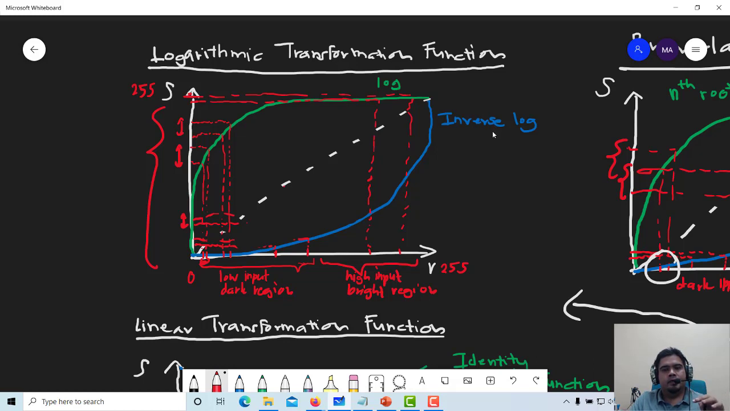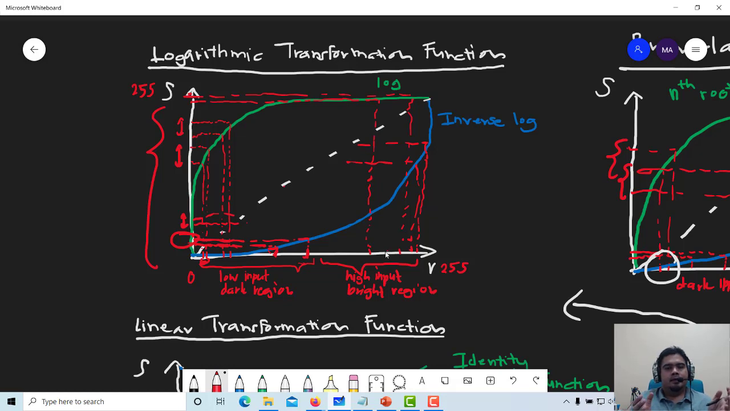The inverse transformation function works the other way around. At the low input, it narrows down from wide to narrow, and at the bright side, it stretches, mapping from a narrow range into a wider range. It can be proved by the mappings there. If you have a very wide range like this and map it here, it becomes very narrow at this side. But if you map a very narrow range over here, you end up with a very wide range on the output side. So it's the other way around compared to the logarithmic transformation function.